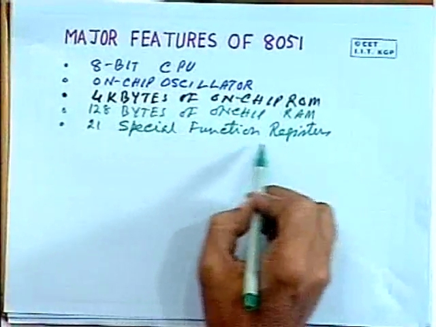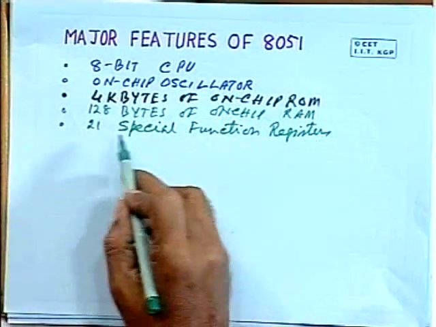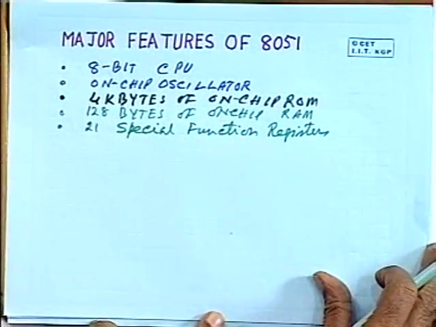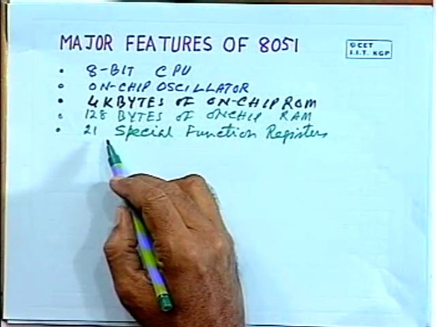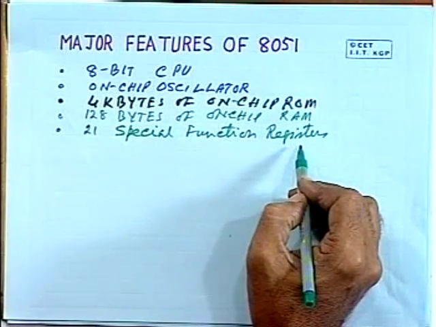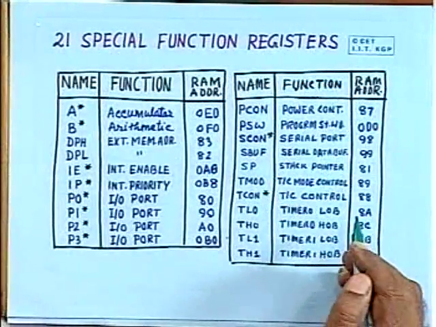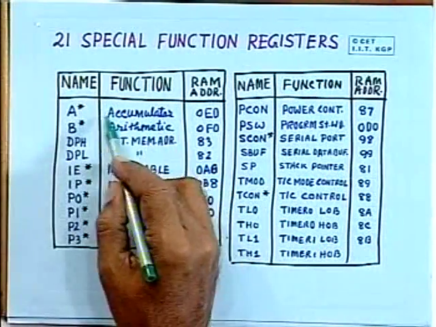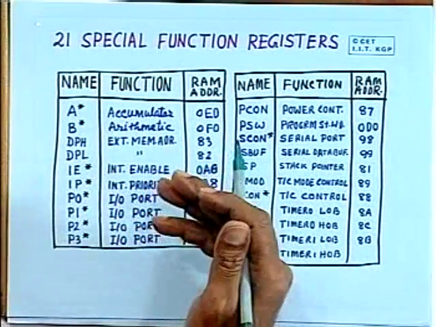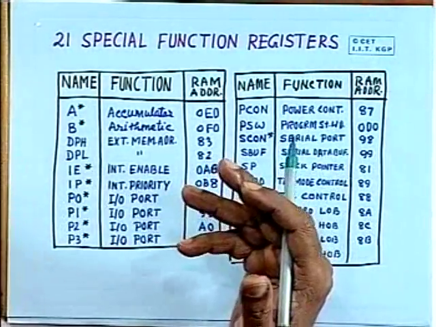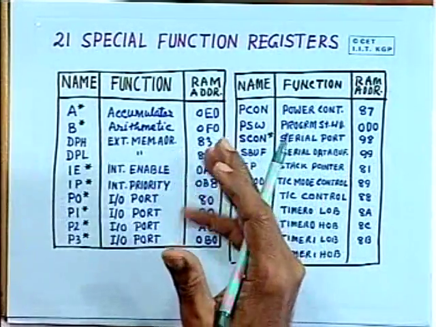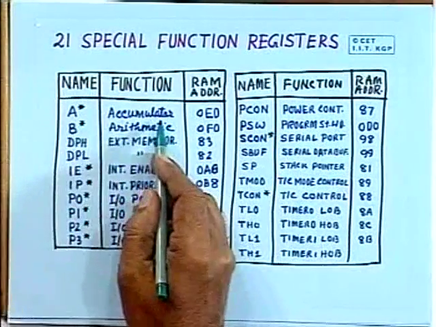Then comes the special function registers. We have already mentioned that the 8051 has got 21 special function registers, and they are shown here. A stands for the accumulator. Accumulator usually performs the same role. That means whenever you perform arithmetic and logical operations, one of the operands always comes from the accumulator, and the result is also stored in the accumulator.